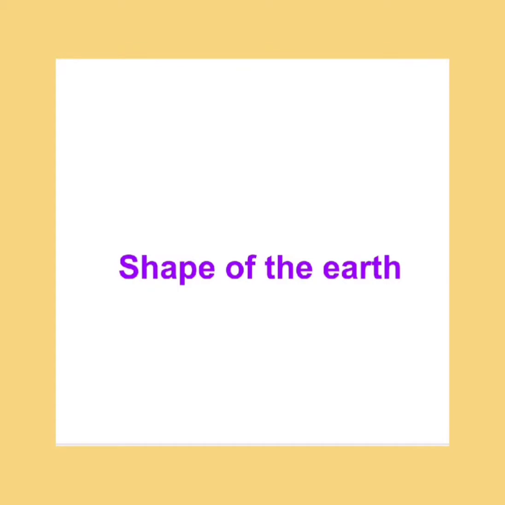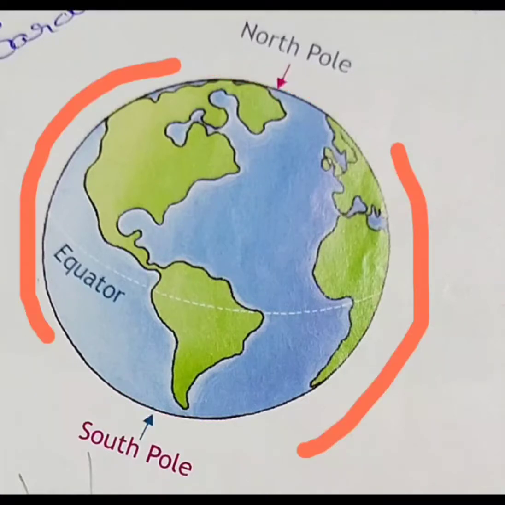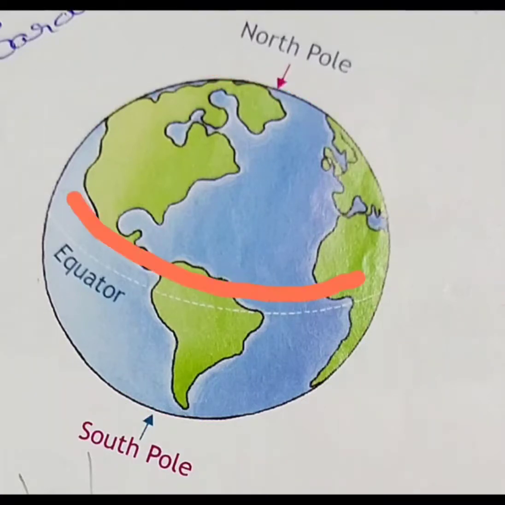Let me tell you about the shape of the earth. The earth is not exactly round. It is quite like an orange, a bit flat at the top and bottom, and bulging out a bit in the middle.